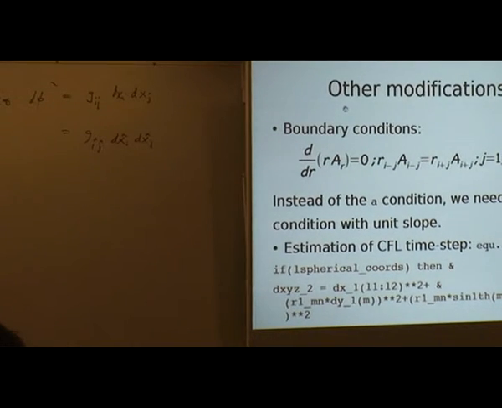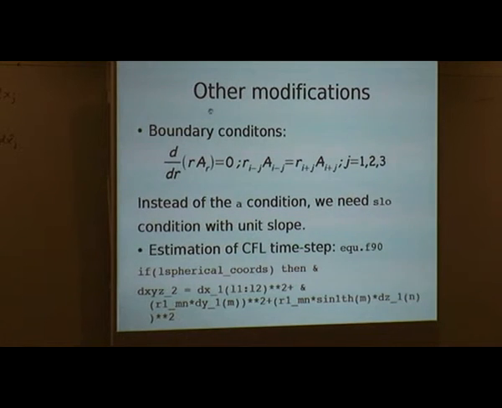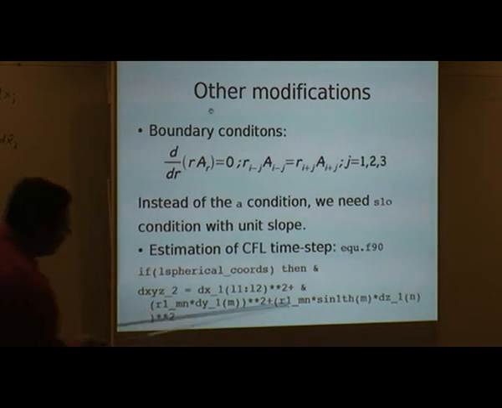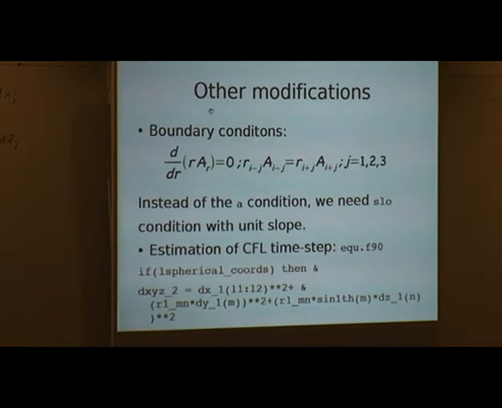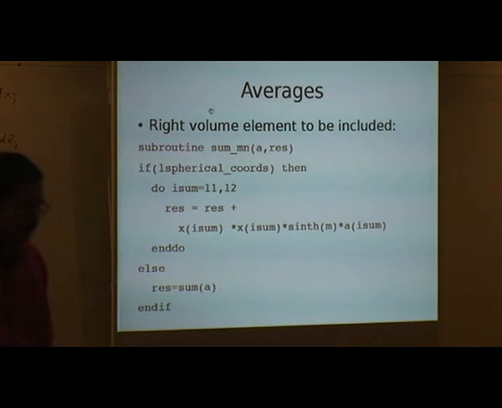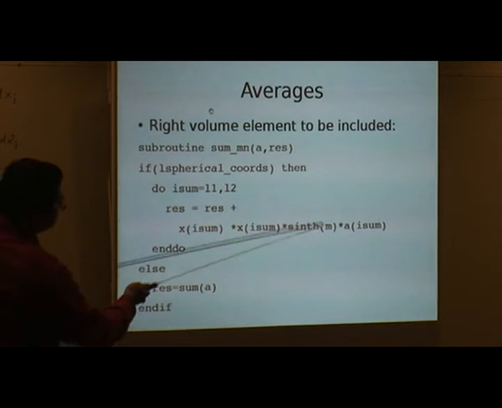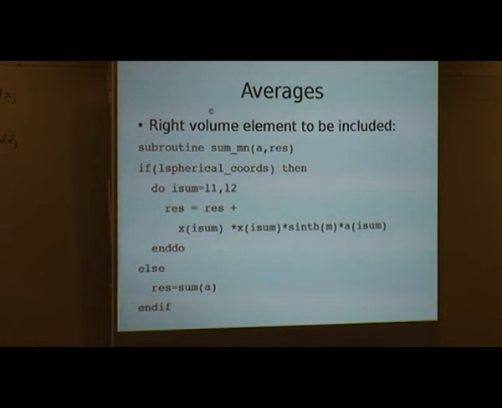The other thing is the way the CFL time step is estimated. There also you have to include just the scaling factors, for example, the 1 over r and the 1 over r sine theta here. That's about most of it. And then when you calculate the averages, you need to remember the volume element. So for that, you have to again go to the averaging subroutines. Then you multiply it by r squared sine theta, and that's fine.